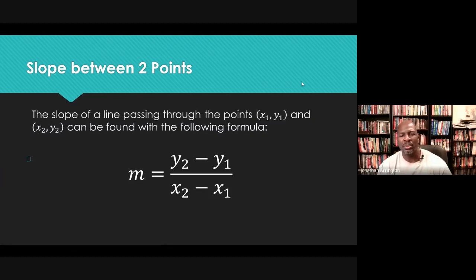So if I have a line passing through 2 points, where the first point is x1, y1 and the second point is x2, y2, you are taught a formula where the slope m is y2 minus y1 over x2 minus x1, which is essentially what we did to find the average speed in this particular problem.